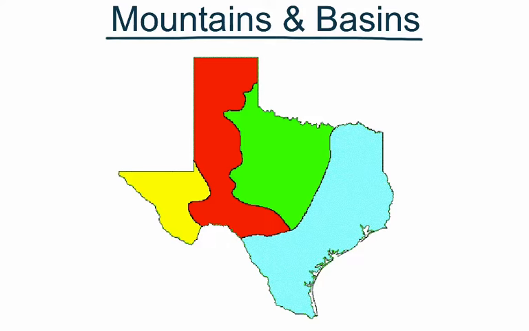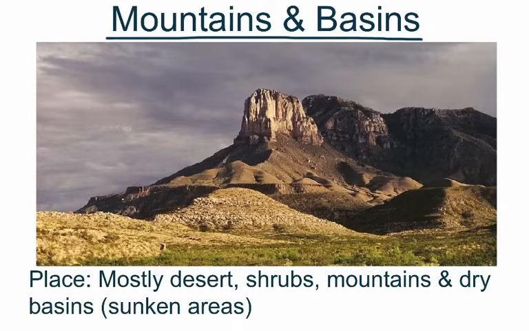It is the farthest west region of Texas, and is this area right here, and is known as the Mountains and Basins region. Now, the physical environment, or the place, right, of the Mountains and Basins region is mostly desert, shrub, mountains, and dry basins. Dry basins, guys, are sunken in areas.